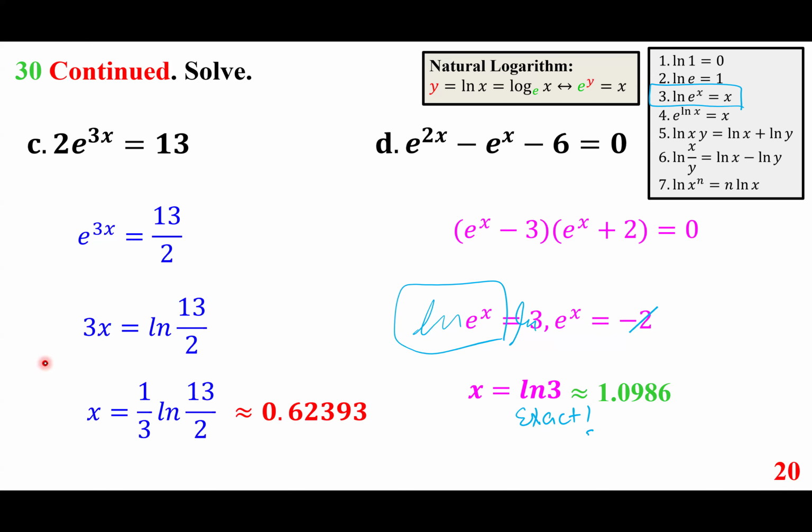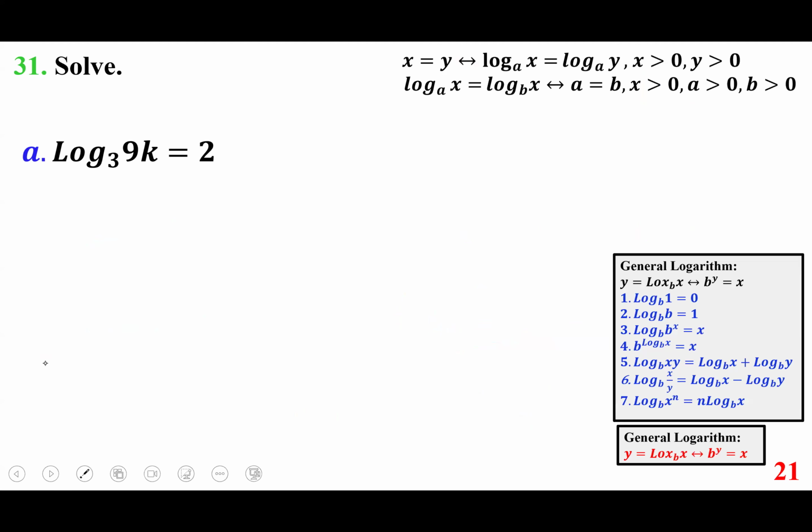So we are looking at exponential and logarithmic equations. Log base 3 of 9k equals 2. We want to solve that just as we did with the exponentials. If two logs are equal, they have the same base, they must have the same argument. If two logs are equal, they have the same argument, x and x, then they must have the same base, a and b. Needless to say, all the arguments, all the bases must be positive, okay?